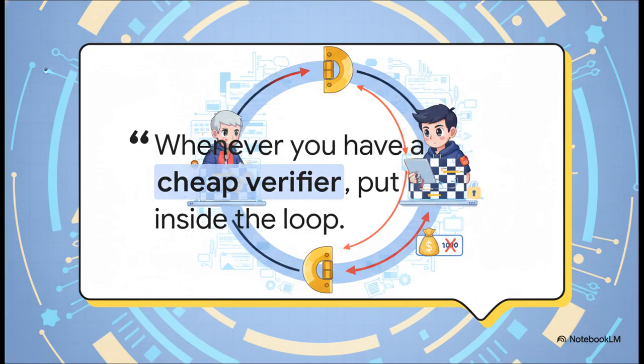There's this rule from Andrew Ng that I absolutely love. Whenever you have a cheap, reliable verifier, put it inside the loop. It makes so much sense. If you can easily write deterministic code to check the model's work, like a simple script ensuring a refund isn't over $100, that check belongs directly inside your agentic harness. The agent drafts a response, the automated verifier checks the policy, and boom, the loop catches its own mistake.